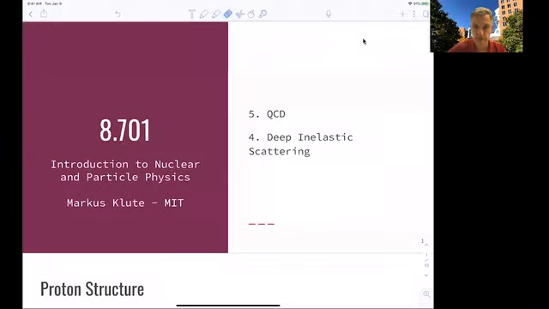Welcome back to 8701. So we continue our discussion now of electron and proton scattering, and we dive deep into the structure using deep inelastic scattering. Inelastic here means that we are destroying the structure of the proton in the scattering process. So we have a way to look at the remnant of the proton and also of the scattered electron, and then compare our theoretical expectation for the cross-sections with the finding in experiments.